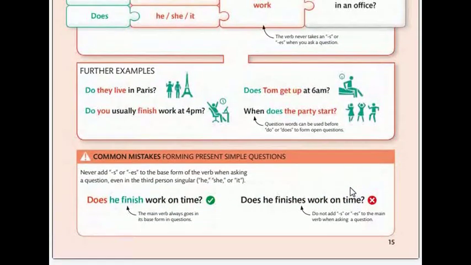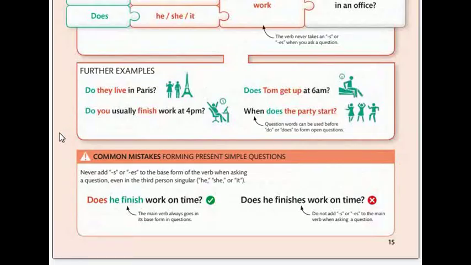Examples. Do they live in Paris? Do you usually finish work at 4 p.m.? Does Tom get up at 6 a.m.? When does the party start? Question words can be used before do or does to form open questions.